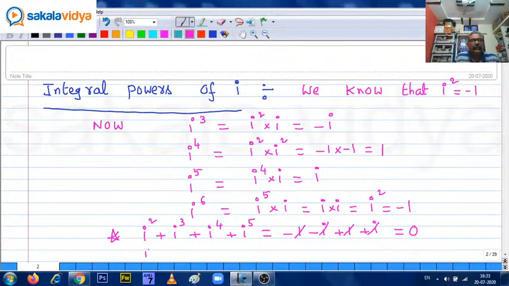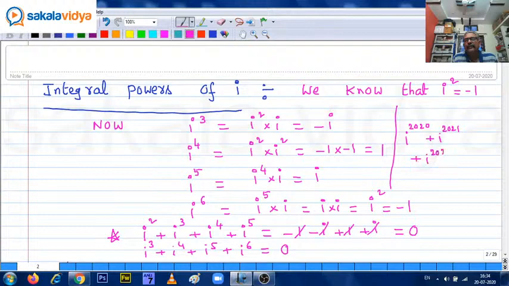So that means I give one more thing. I cube plus I power 4 plus I power 5 plus I power 6, how much will we get? Absolutely 0. Let us check one more example also. Now I to the power of 2020 plus I to the power of 2021 plus I to the power of 2022 plus I to the power of 2023. Don't worry, 2020, 2021, 2022, 2023 are 4 consecutive numbers, then this will be obviously 0. Okay, understood now.